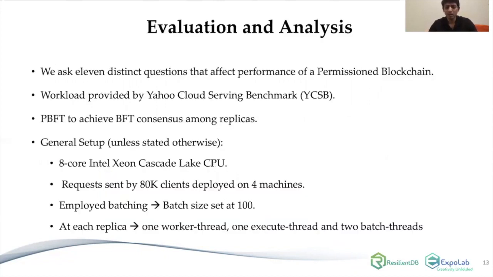So a key aim of this work was to evaluate existing permissioned blockchain systems and try to see what the reasons are why their performance gets affected. Hence, we raised 11 distinct questions and showed different factors that affect the performance of these systems. In this presentation, we'll be discussing only 3 or 4 of them, and the rest can be looked at in the paper. For workload, we use YCSB, and for consensus, we use the simplest protocol, PBFT.